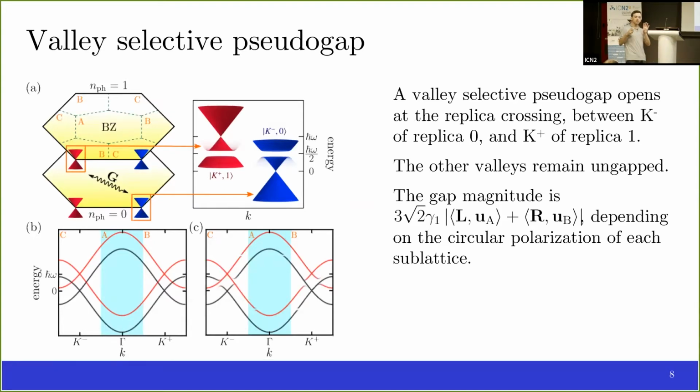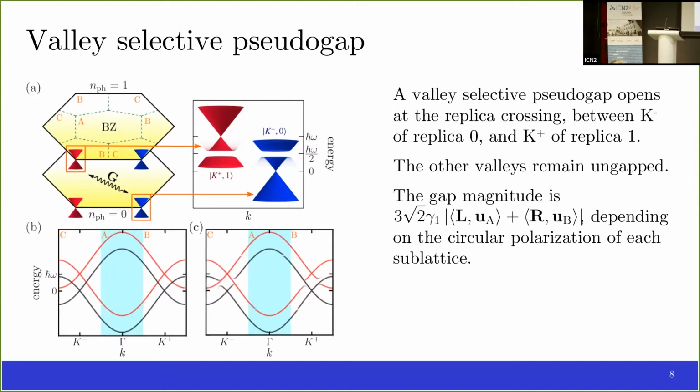So let's start from the picture where we have this infinite stack of electronic systems, one over the other with a difference of energy h bar omega. As shown in the panels on the left, each replica has its own Dirac cones, and with no interactions, the band structure would look like this, truncated to only 2 replicas to keep the plot readable.